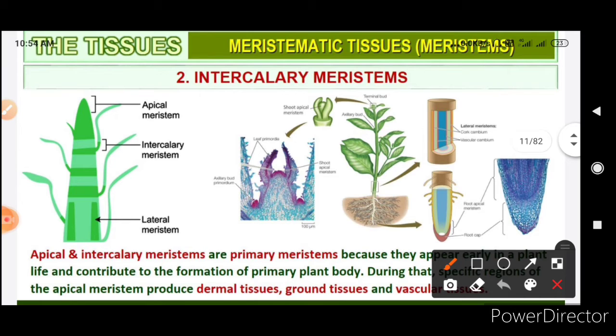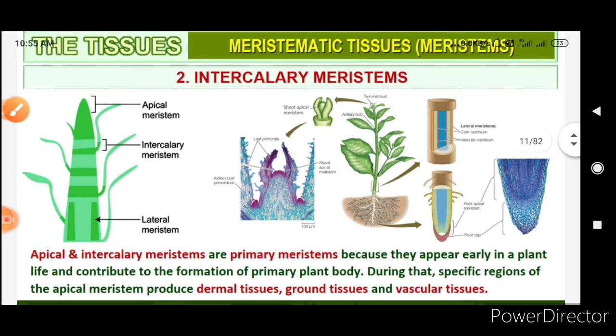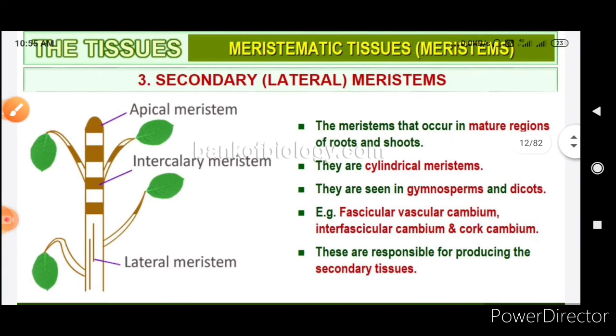So the apical and intercalary meristem form the primary meristem. These are the primary meristem, and they will help in the formation of the primary plant body, and all the tissues which are required for the functioning of the plant in the environment will be formed, like the dermal tissue, the ground tissue and the vascular tissue. Vascular tissue, you know that xylem is used for the transportation of water and phloem is used for the transportation of food. Now comes the secondary meristem, that is the lateral meristem.